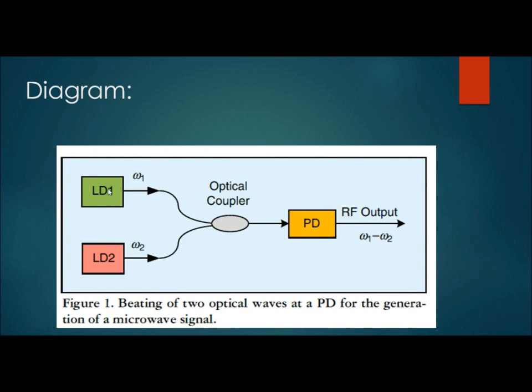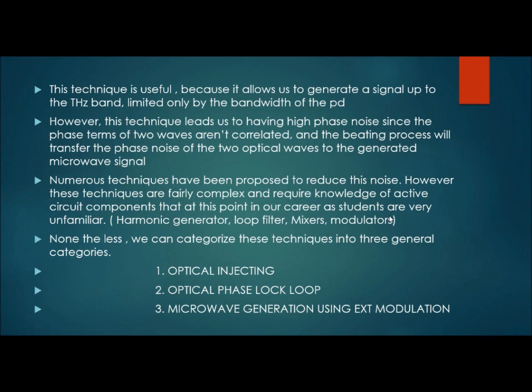As we can see here, this is our one laser diode, this is our second laser diode. The waves are simultaneously sent through and hit the optical coupler, which is then sent to hit the photodetector to give us our final output. Now, this technique is useful because it allows us to generate a signal up to the terahertz band, limited by only the bandwidth of the PD, the photodetector.